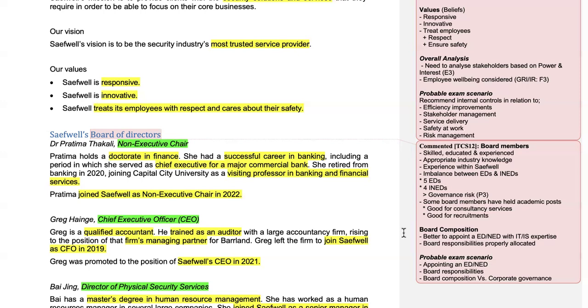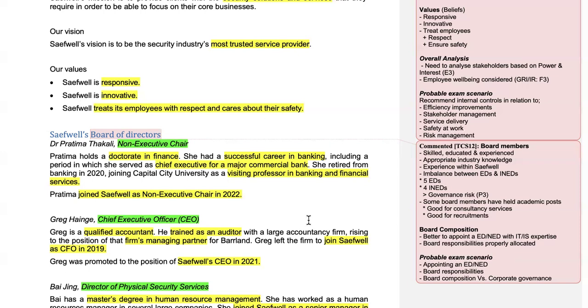And looking at the board composition, it's better to appoint an executive director or non-executive director with IT or IS expertise. So we are involved with the provision of physical and intelligence-led security services. As I mentioned earlier, there's a lot of technology being used within the industry, and we are using a lot of technology as well. And on top of that, especially when it comes to providing intelligence-led security services, we are supposed to conduct penetration tests. We are supposed to identify issues within our client systems and provide recommendations to overcome these issues. So if you are dealing with technology as well as different types of systems used by our clients, then it's of utmost importance that we have a leader within the board who has IT or IS expertise. So that's a major shortcoming.